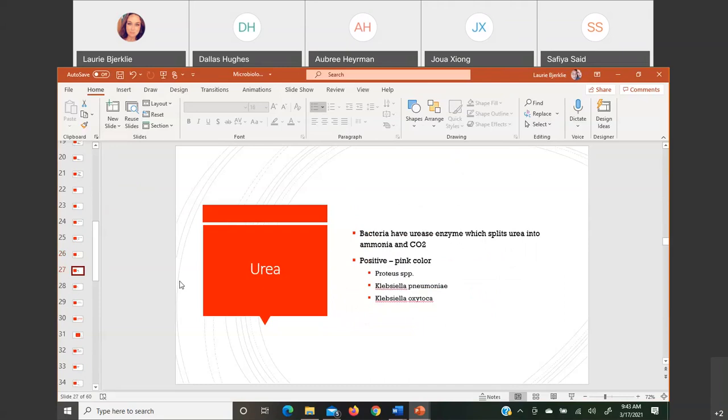Okay, urea tests whether the bacteria have the urease enzyme, which can split urea into ammonia and carbon dioxide. It will be extremely positive, a bright pink color. Proteus are hugely urease positive, and so are the Klebsiellas. There is another bacteria that is not in this category that we talk about later with urea, but we're going to leave that alone because it's not part of Enterobacteriaceae. The ones in the Enterobacteriaceae group that are very much known to be urease positive are Proteus and Klebsiellas.